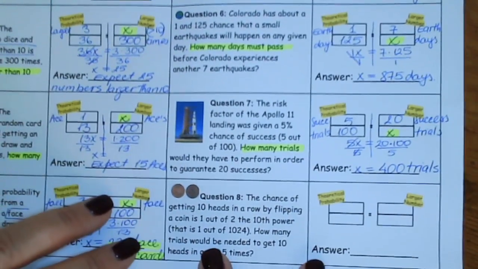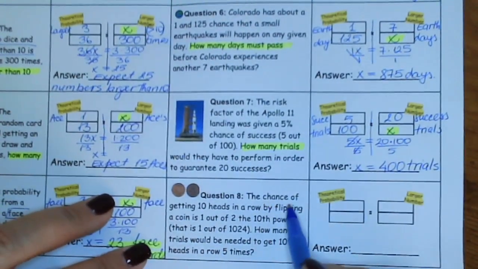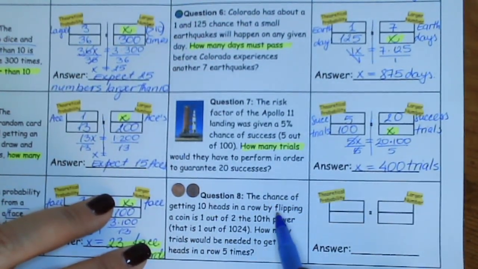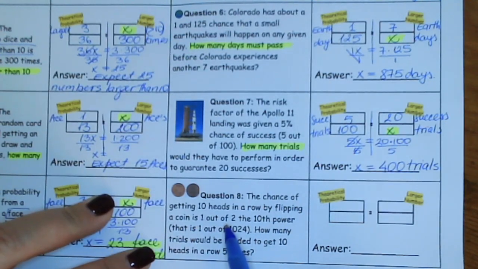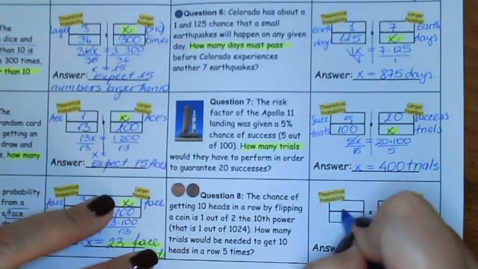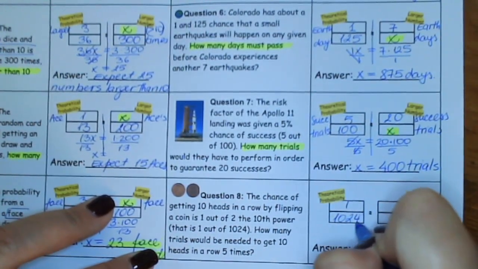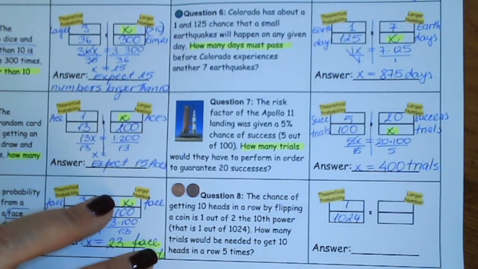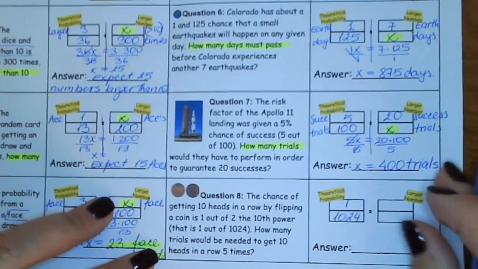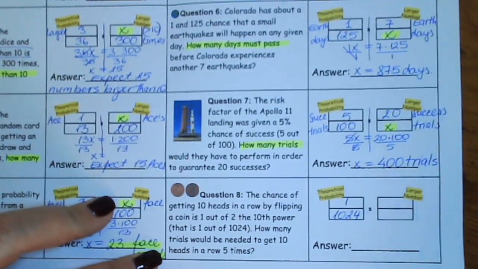And question number 8. The chance of getting 10 heads in a row by flipping a coin is 1 out of 2 to the 10th power. So it's 1 out of 2, 10 times. 1 out of 2, 1 out of 2. If you multiply that, it is 1 out of 1,024. So to get 10 heads in a row, that's a very rare chance.